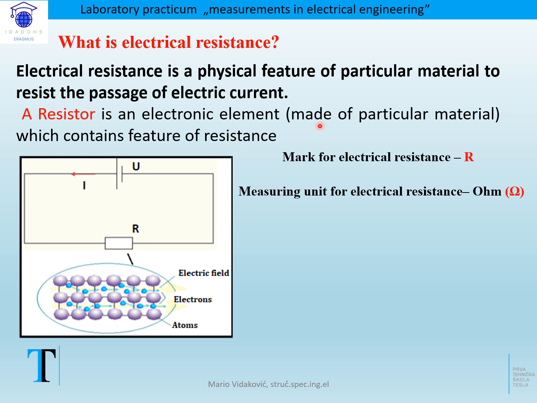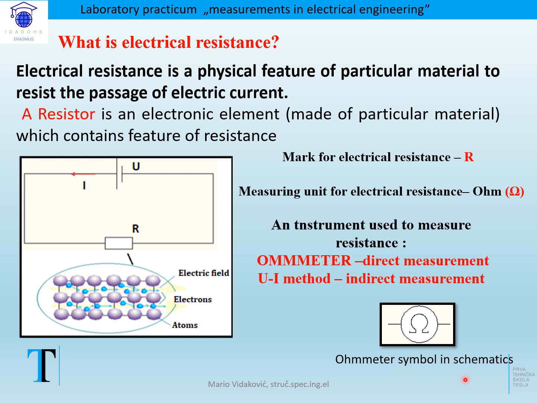The mark for electrical resistance is the big letter R. The measuring unit for electrical resistance is the ohm. The ohmmeter symbol in schematics is like this, and an instrument used to measure resistance is the ohmmeter, which is used for direct measurement of resistance, and the UI method of indirect measurement, by measuring voltage and current on the resistor, and with Ohm's law we get the real value of resistance.